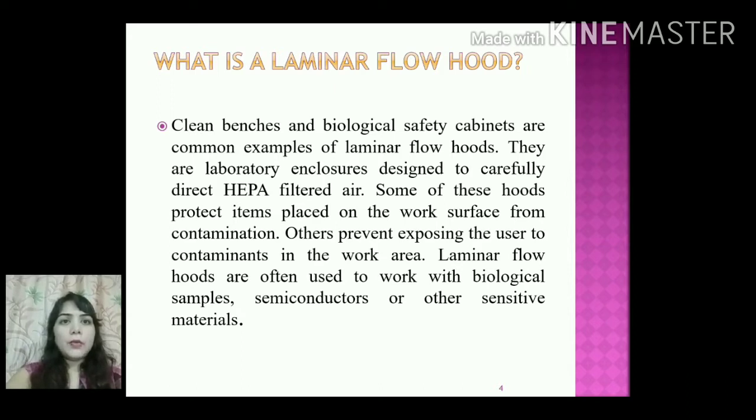They are laboratory enclosures designed to carefully direct HEPA filtered air. HEPA filter means high efficiency particulate air filters. Some of these hoods protect items placed on the work surface from contamination. So basically laminar airflow hoods are used for protection of items placed on the work surface from contamination. Others prevent exposing the user to contaminants in the work area. So there will be protection of user as well as material from contamination.